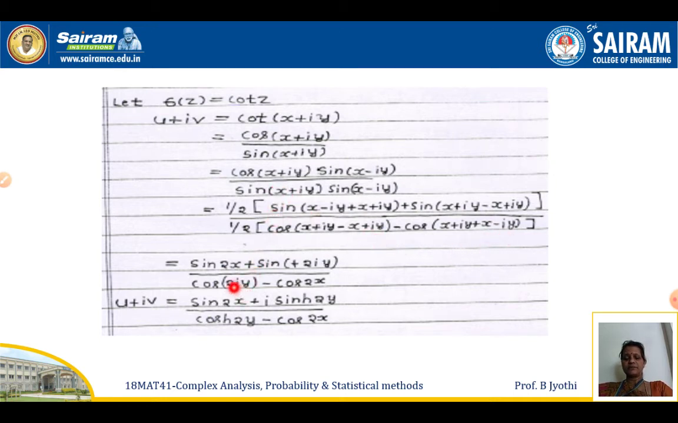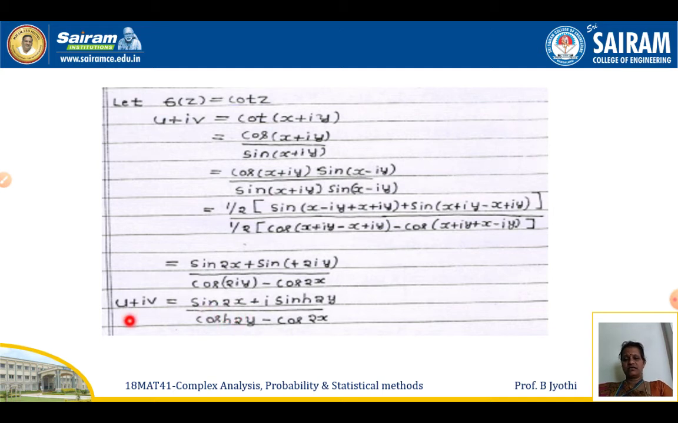This on simplification, iy and iy cancels, we get it as sin 2x, and here it is x and x cancels, sin of 2iy, and here cos of 2iy and cos 2x. That is, here sin of 2iy can be also written as i sinh 2y. Similarly, denominator, that is cos 2iy can be written as cosh 2y. This is what we get it as u plus iv.